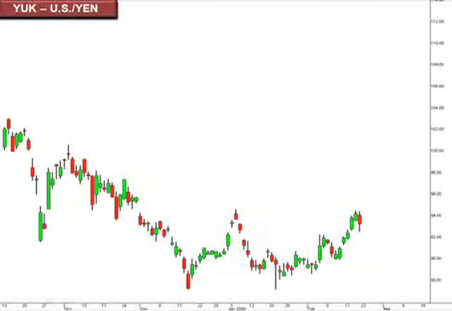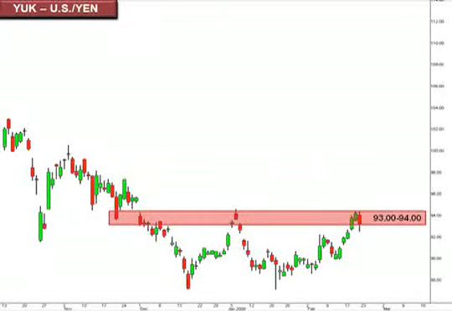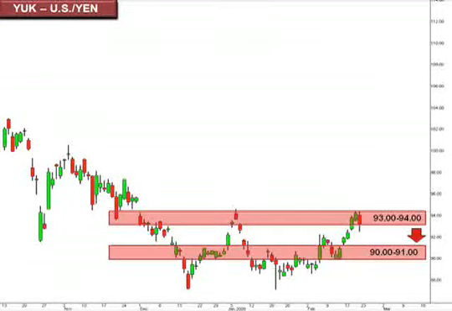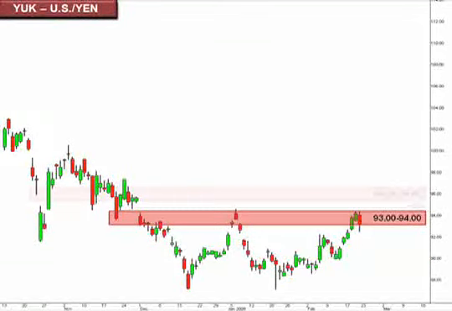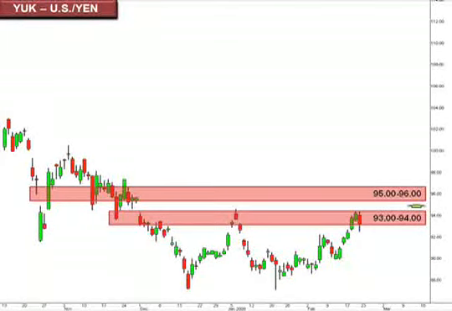Well, we finally saw the YUK, the US versus the Japanese yen, test that 93-94 resistance that has been on our radar for a couple of weeks. Now, a natural pullback at this point is likely to yield a test back down into that 91 to 91.5 range. If we see a break above 94, there is an immediate resistance within the 95-96 box that will need to be overcome before any further strengthening can be expected.